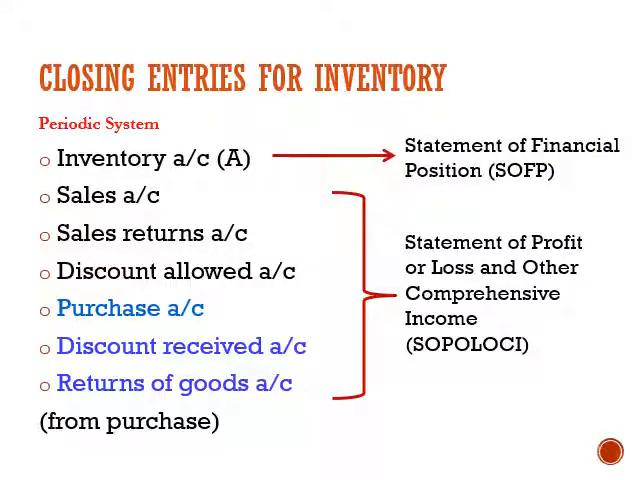Under periodic system, we have several temporary accounts with three temporary accounts that are unique to periodic system. We have sales account, sales returns account, sales discount account or discount allowed account, and then we have three unique temporary accounts under periodic system that are purchase account, discount received account, and returns of goods account.